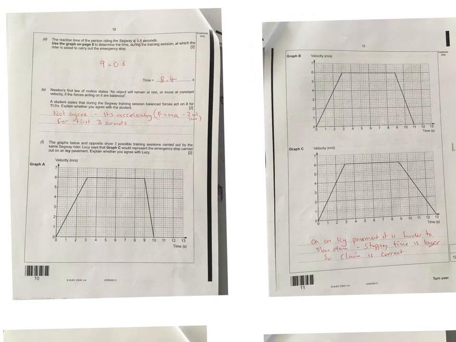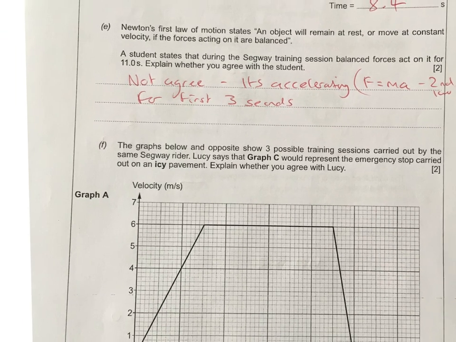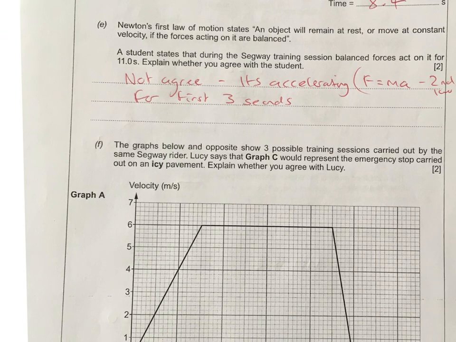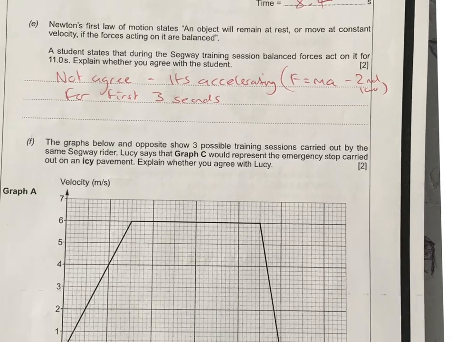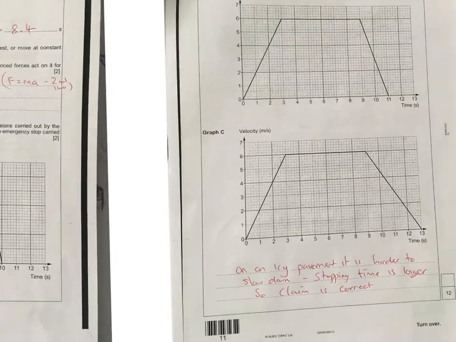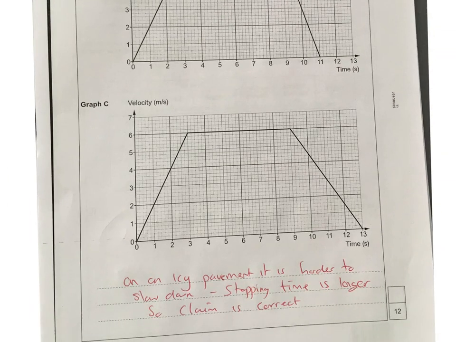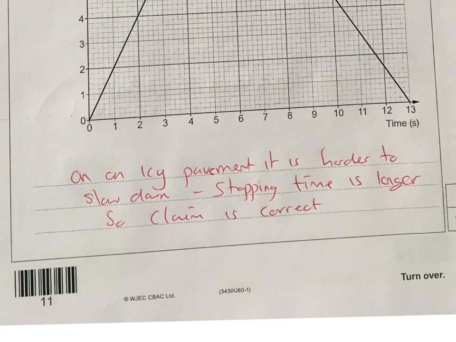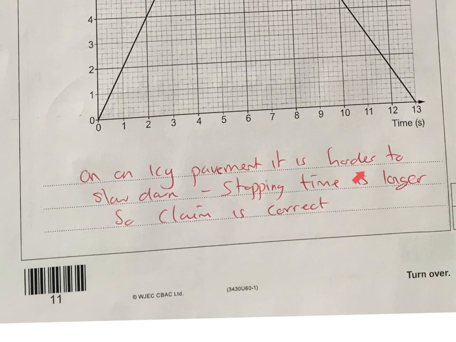And then the question is, explain whether you agree with Lucy, because Lucy says that graph C would represent the emergency stop carried out on an icy pavement. So on an icy pavement, it's going to take longer to stop. And yes, so we would agree. On an icy pavement, it is harder to slow down, so the stopping time is longer. So the claim is correct.